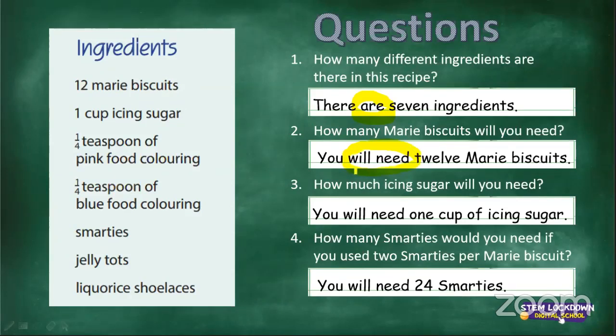There you go. How much icing sugar will you need? You will need 1 cup of icing sugar. What's the verb there? The same, right? You will need 1 cup of icing sugar. And then the last one is the same because the question was how much would you need or will you need? So we just use the same structure. Great. Let's move on to the next slide.